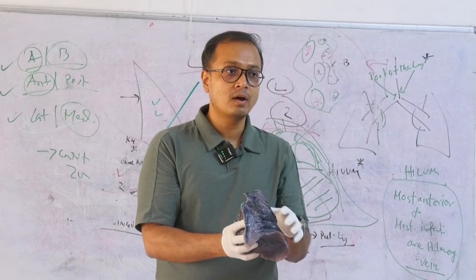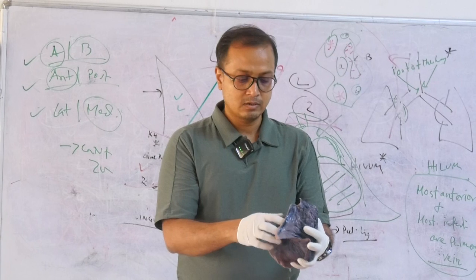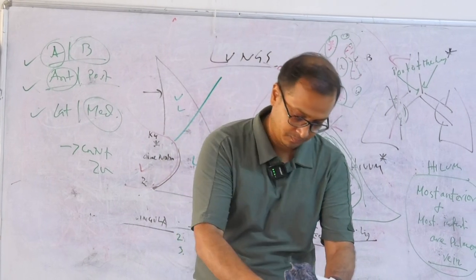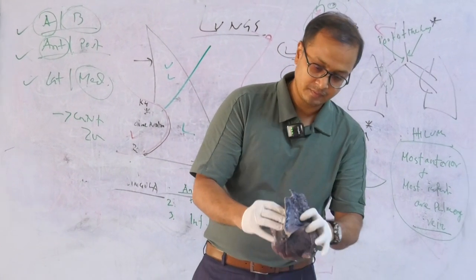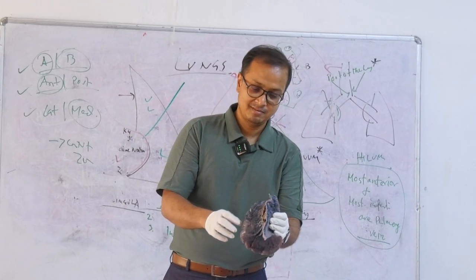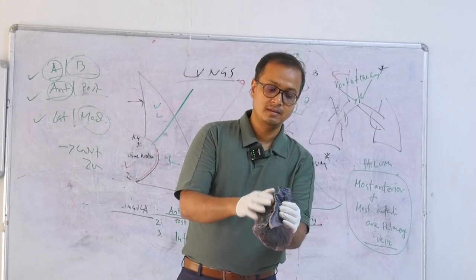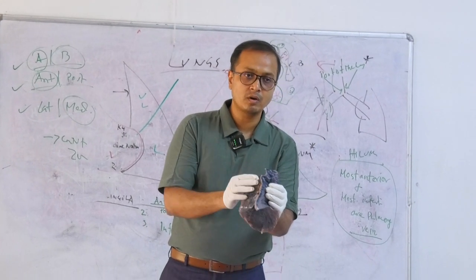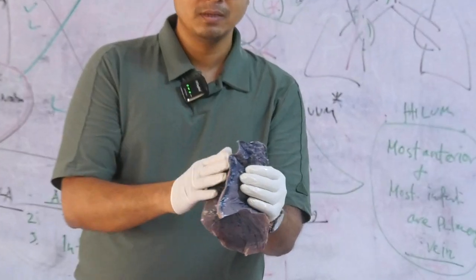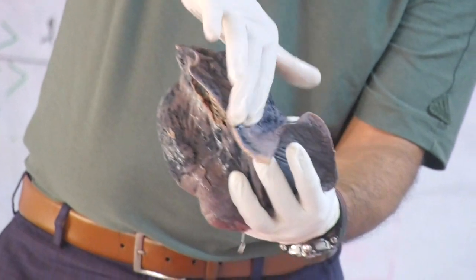Medial and lateral, how to identify? Hilum. Hilum is on the medial side. That's how you're placing it. So mediastinal surface, apex, base, anterior border, posterior border, hilum. So this is the medial side, this is the lateral side. You see the markings which are present on the sides.